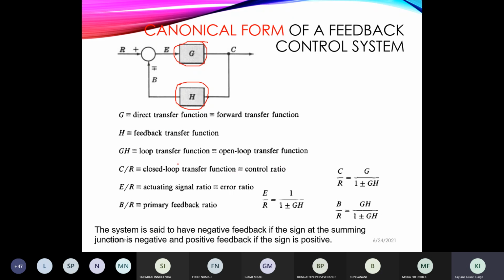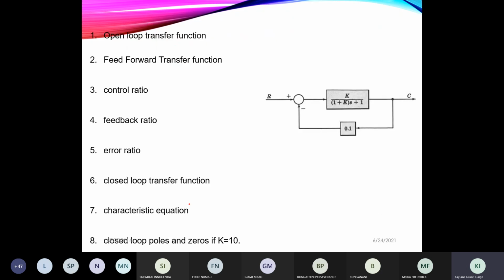There is a definition of all these elements here, and they are also after these pages. Then they give you this question. They say from this now, you need to find the open loop transfer function. What is the feed forward transfer function on this one? What is the control ratio? What is the feedback ratio? What is the error ratio? What is the closed loop transfer function? And the characteristic equation of this question. I think it's easy. You can try to find it. Anyway, we're going to do it again back in class.